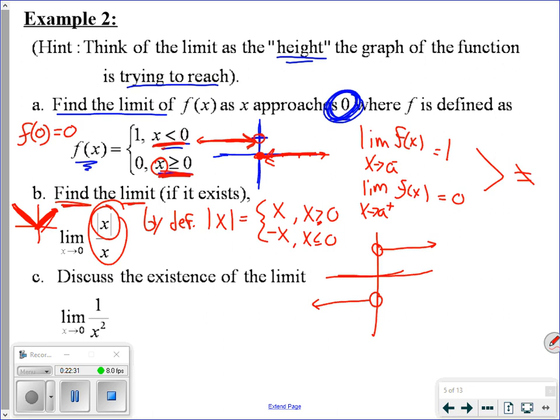So what happens, and the reason that they're both open circles is because you can't divide by 0, so the point's undefined there. And what's interesting, if I'm approaching x to 0, again, same argument as before, the left and right limits do not match up, so therefore this does not exist. Okay.